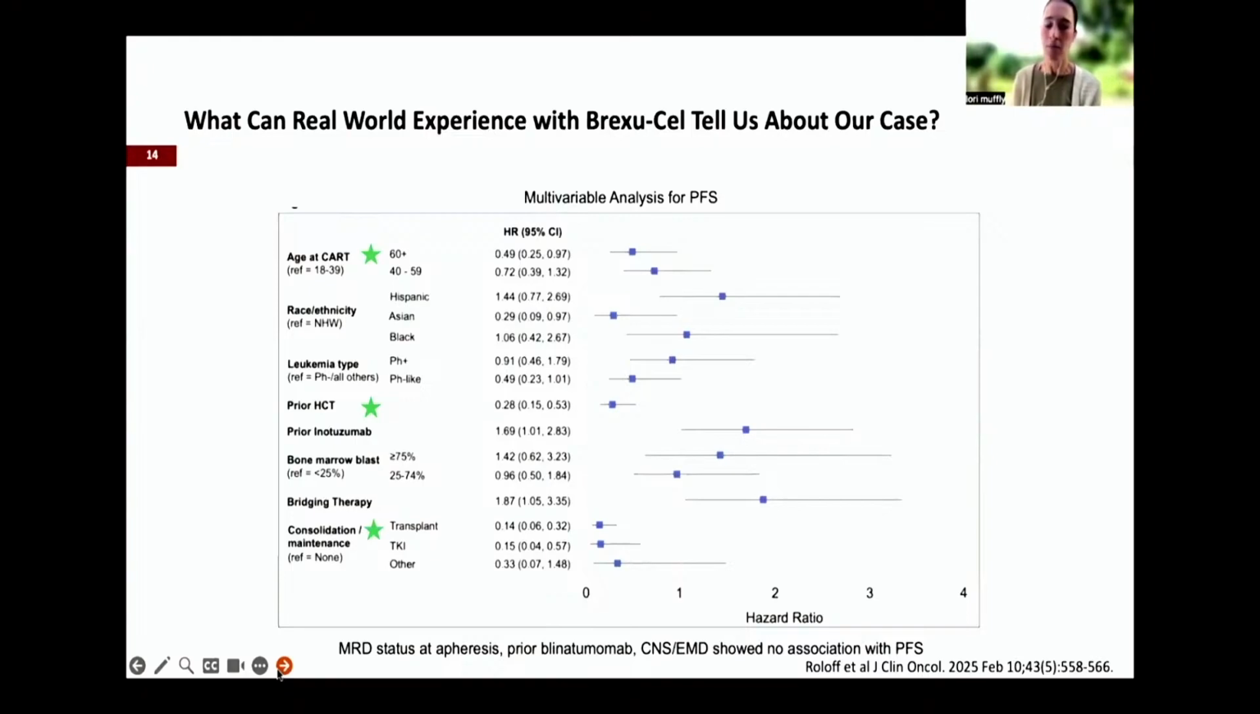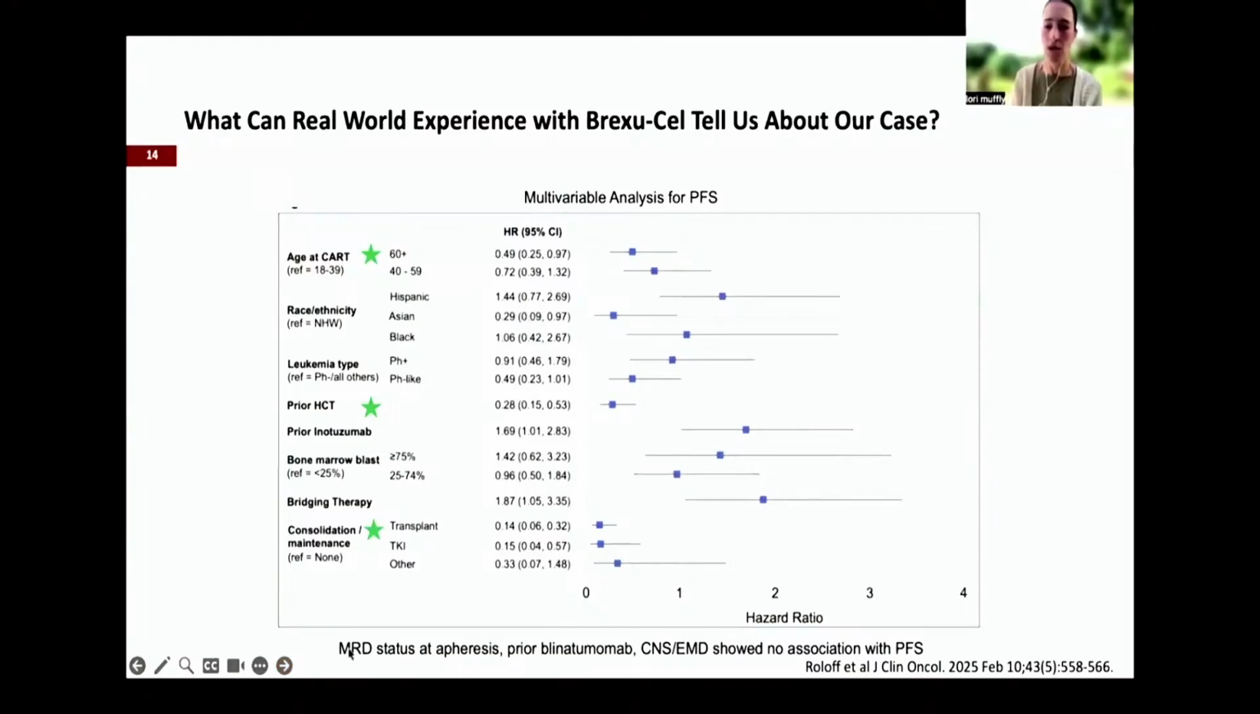And then finally, and importantly, we looked at this several ways using time varying analysis, as well as landmark analysis, which I'll show you in a moment. But we did see that the use of either transplant or tyrosine kinase inhibitor maintenance for Ph positive ALL was associated with significantly improved progression-free survival.